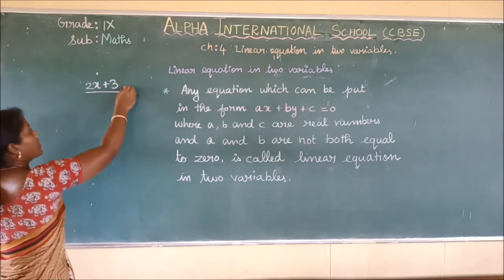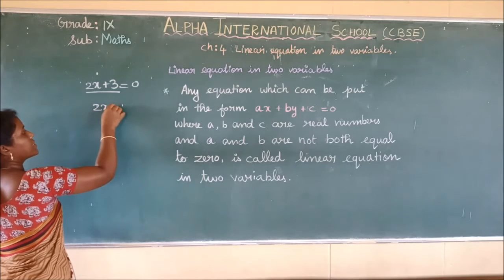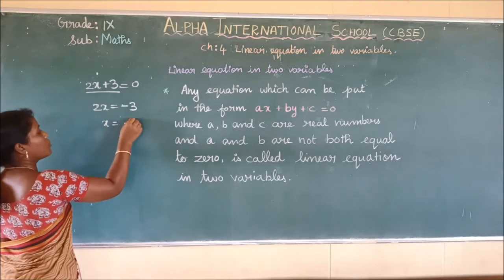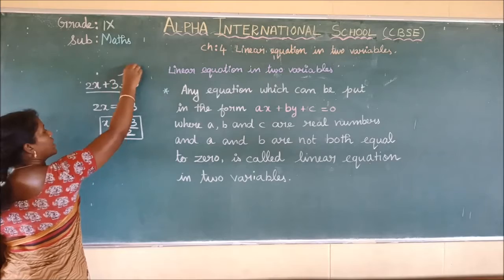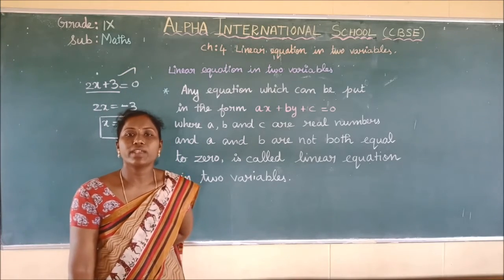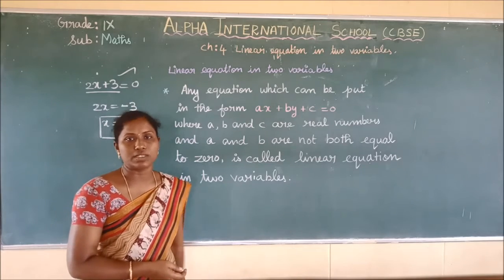For example, the equation 2x plus 3 is given equal to 0. We can find the value of x: 2x is equal to minus 3, as plus 3 goes to that side as minus 3. So, x is equal to minus 3 by 2. So, the only solution of this given linear equation is x is equal to minus 3 by 2. And we can plot this value on the number line also.